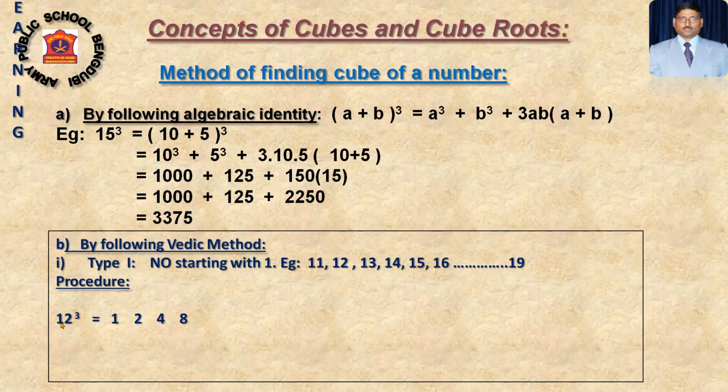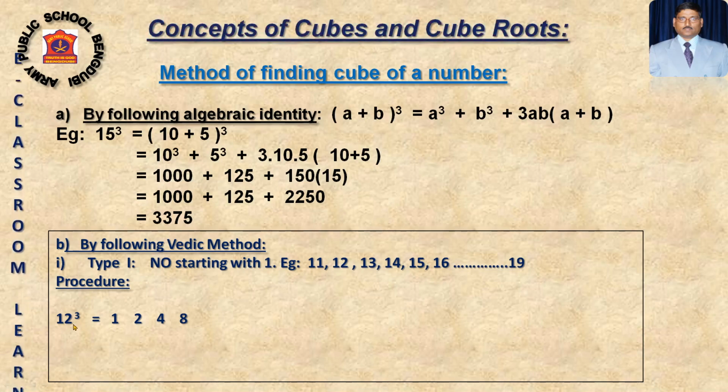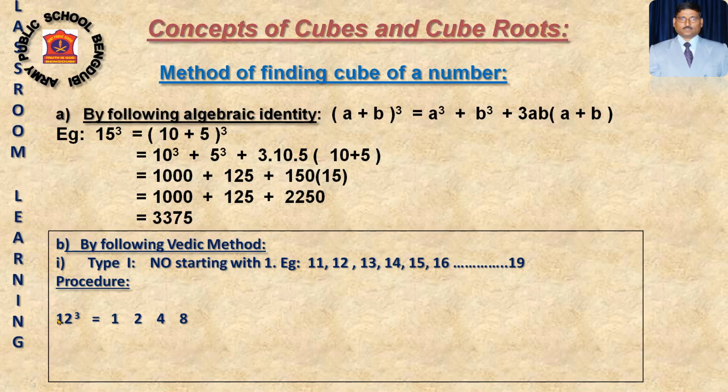First digit square multiplied by the second digit. The first digit 1 multiplied by 2 is 2. And second digit square multiplied by the first digit: the second digit square is 2 squared, 4, and 4 into 1 is 4.